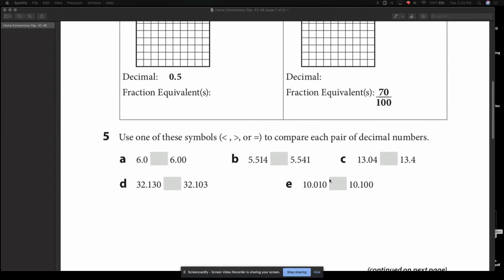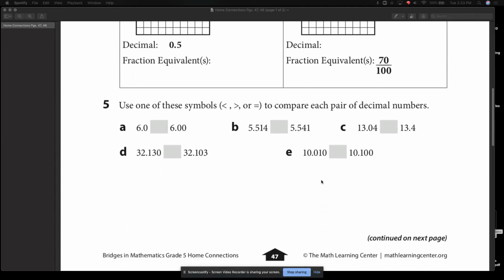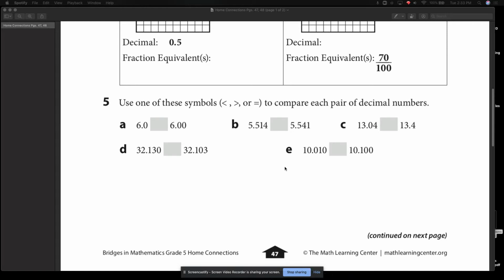Number 5, so we worked on this in part of our little checkup we did, but it wants you to write greater than, less than, or equal to. We call it the NOLA theory, but if you are looking at the numbers, you go from left to right, looking at the whole number first, and compare each number on each side of the box. Excuse me.